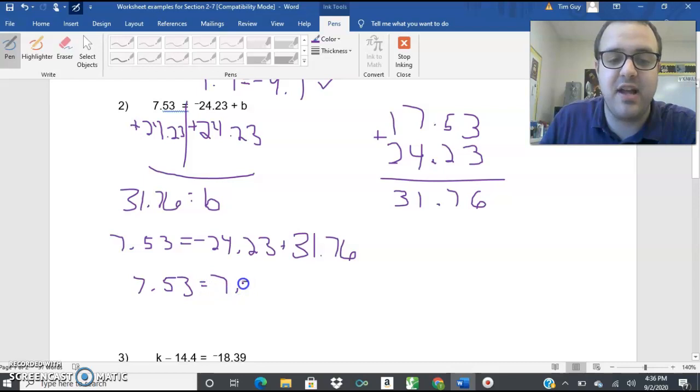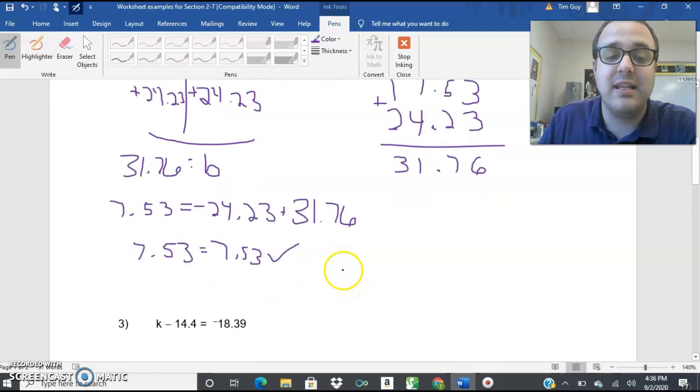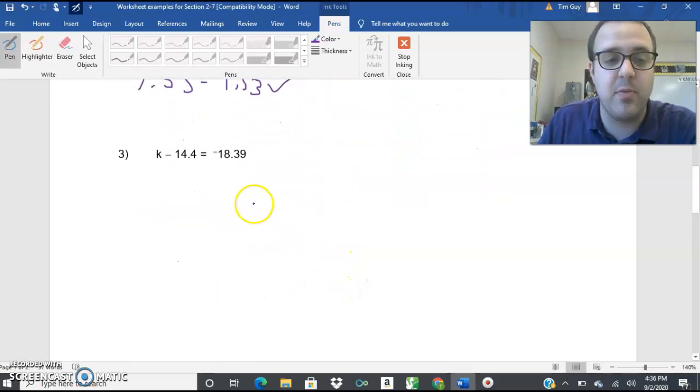Again, same process as yesterday. The only thing different today is that we're looking at what about if I have decimals. Last one with addition and subtraction, one step that we're going to look at.